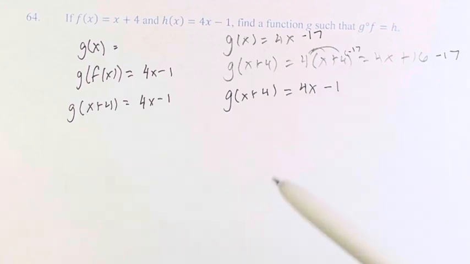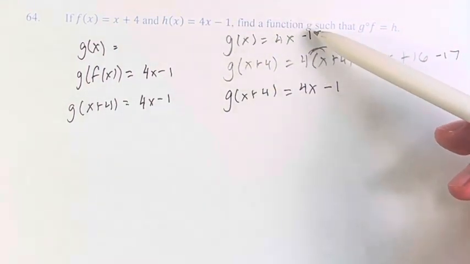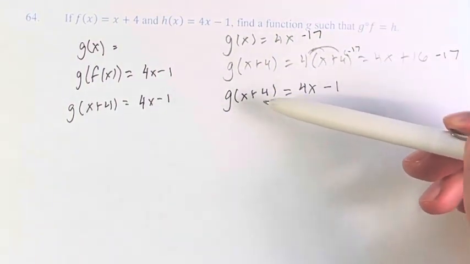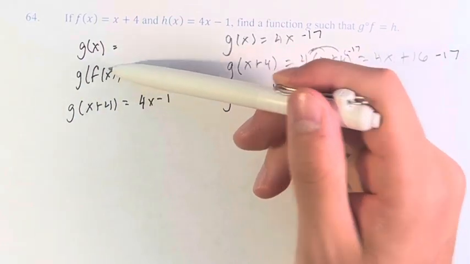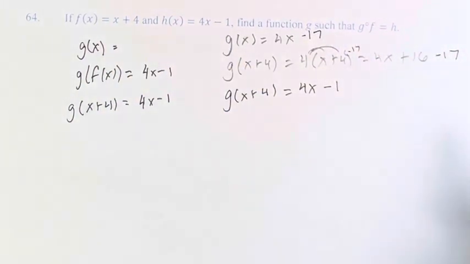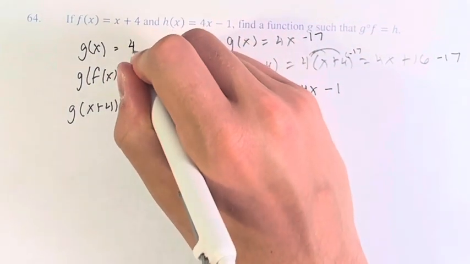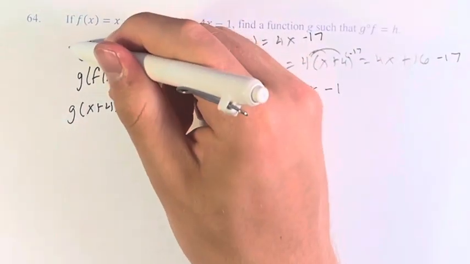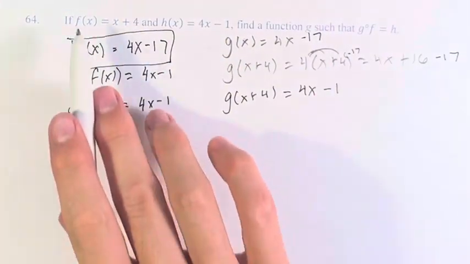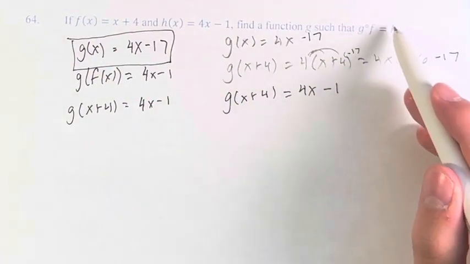Therefore, for this new function, g of x is equal to 4x minus 17, g of x plus 4, therefore g of f of x is equal to 4x minus 1. Therefore, g of x is equal to 4x minus 17 is the function g that we're looking for, such that given f and h, g of f is equal to h.